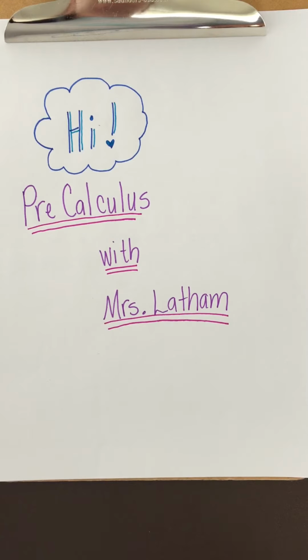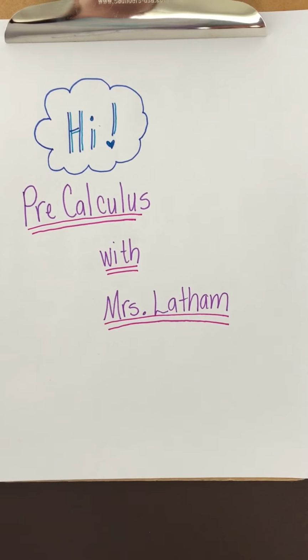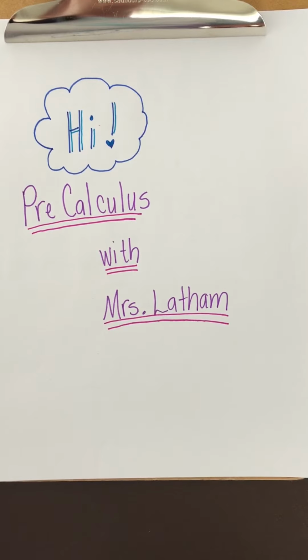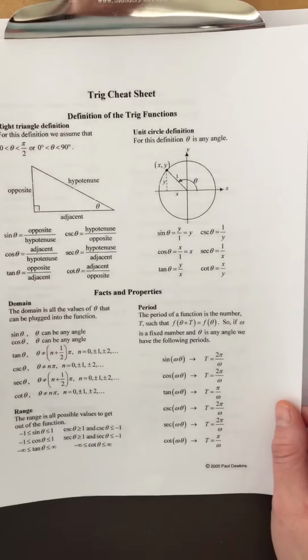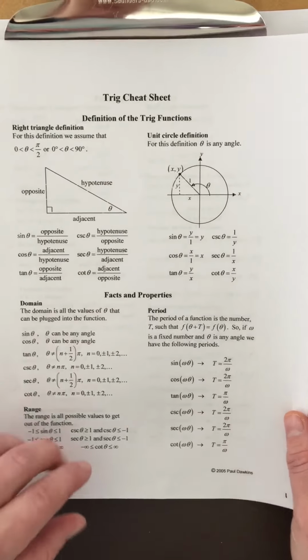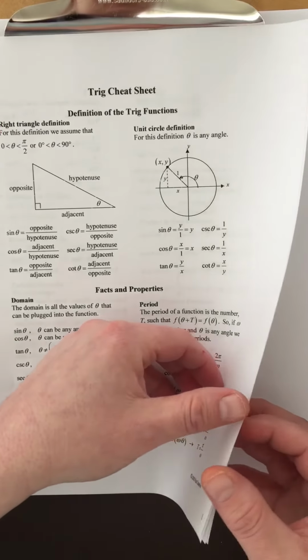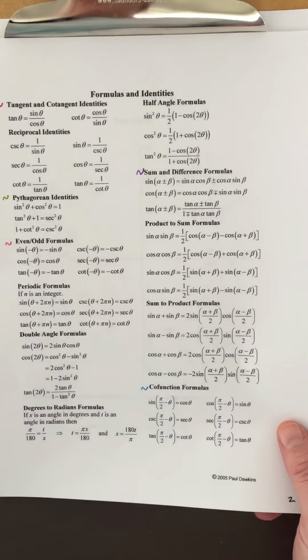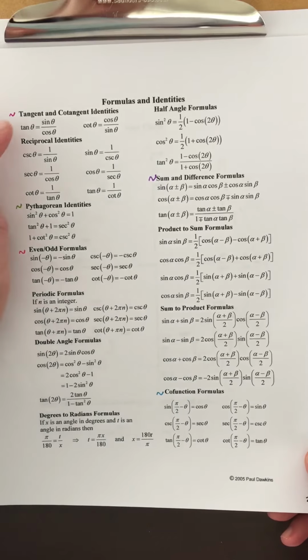I want to go over some trig identity stuff with you, some examples. First, I want to talk about some of the formulas that are very important for this process. I sent you a PDF, and this is the PDF that I sent you. It's called the Trig Cheat Sheet. We'll be focusing on the formulas on page 2.